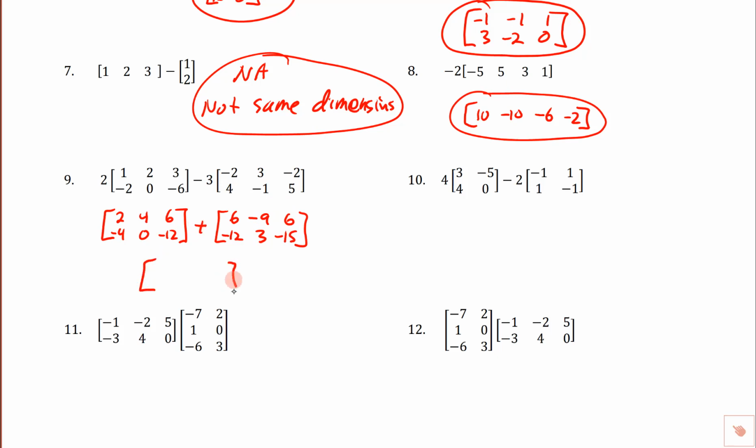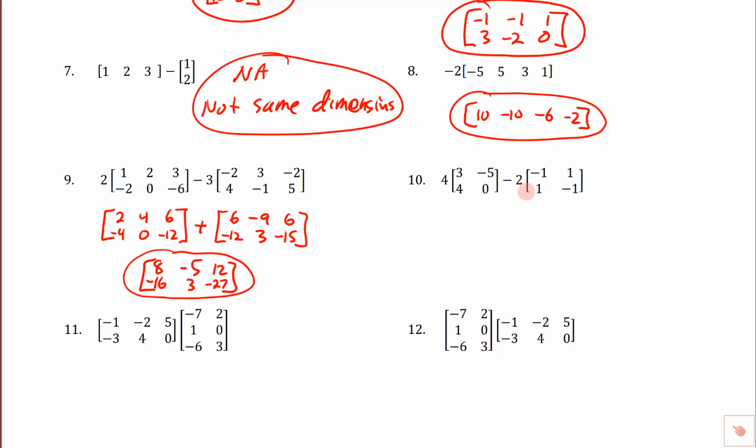So again, a 2 by 3 plus a 2 by 3 is still a 2 by 3, so we end up with a 2 plus the 6, which is 8. 4 plus a negative 9 is going to be negative 5. And then we've got 6 plus 6, this would be a 12. Negative 4 plus negative 12, that's going to be a negative 16. We've got 0 plus a 3, so we get a 3, and then we get negative 12 minus 15, or plus a negative 15 if you want to think of it that way. We end up with negative 27. So there are the 6 elements in this 2 by 3 matrix that we get as a result.